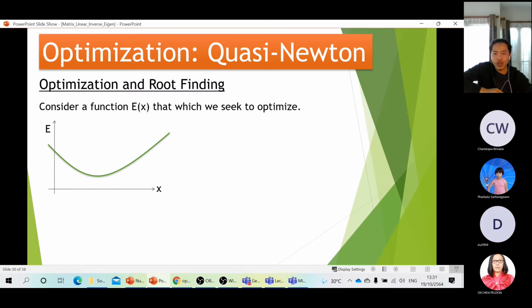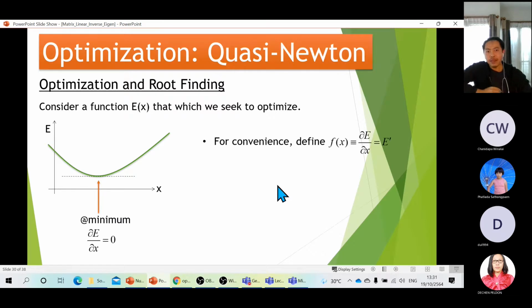You see that slope is 0, so we can put that here, that dE/dx is 0 at the minimum. And then for convenience, to make the notation much simpler, I can define a function. Let's call a function f of x and define it as the first derivative of E. Okay, so f is E prime. Now let's go back to the condition for this minimum. We have then, by this definition, f(x) is 0.